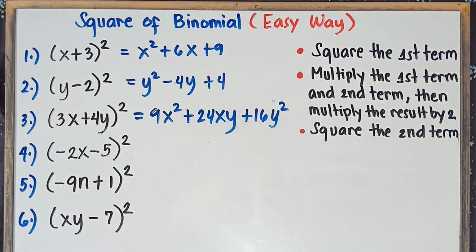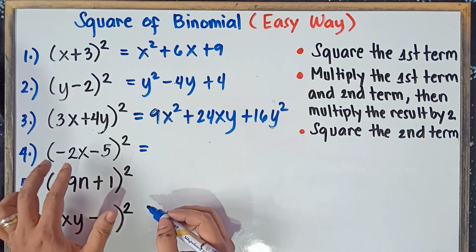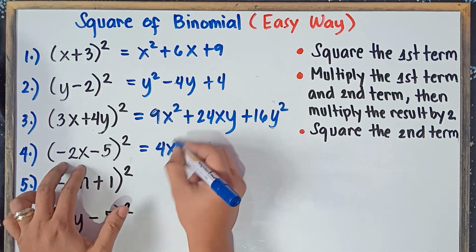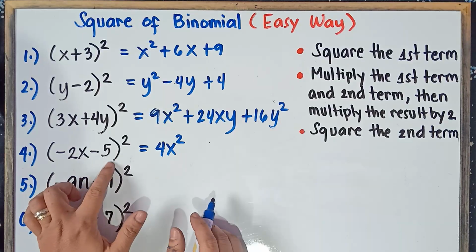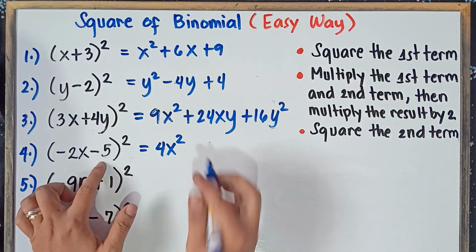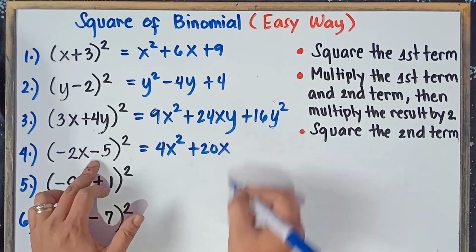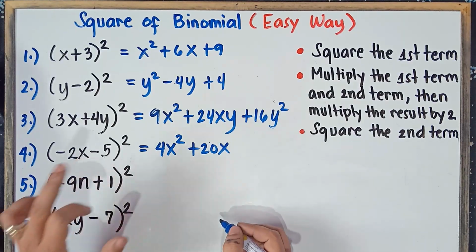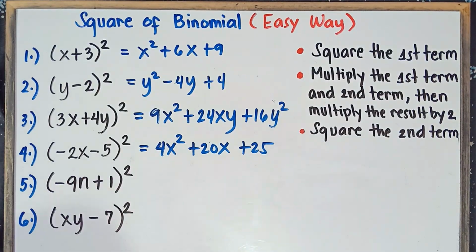Alright, so let's proceed now to example number 4. So let's answer it right away. Let's see if you can answer it directly. So number 4, you square the first term. Negative 2x times negative 2x, that would be positive 4x squared. And then you multiply the first term and second term. Negative 2x times negative 5, that would be positive 10x. And then you double your answer, that would be positive 20x. And then you square the second term. Negative 5 times negative 5, that would be positive 25. That's it, class. All set.